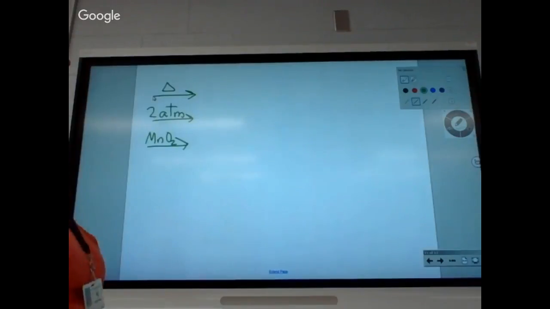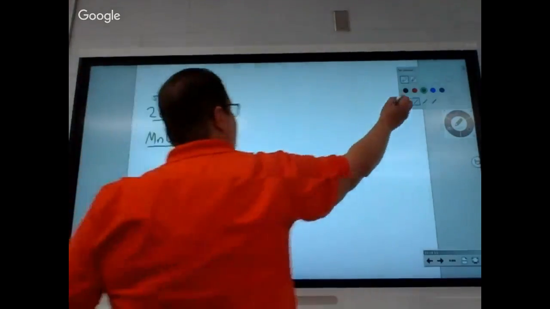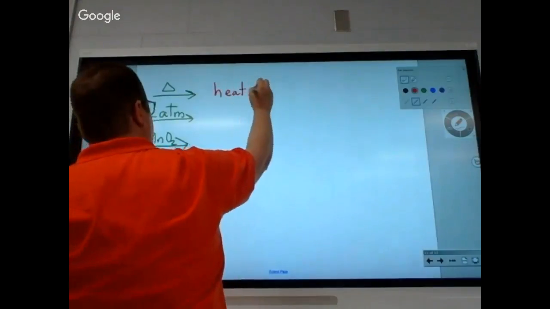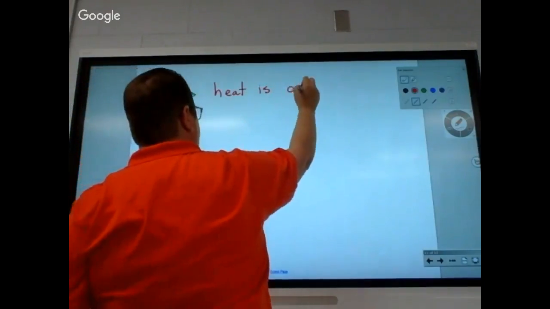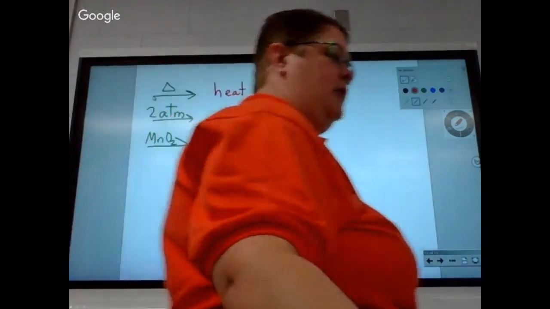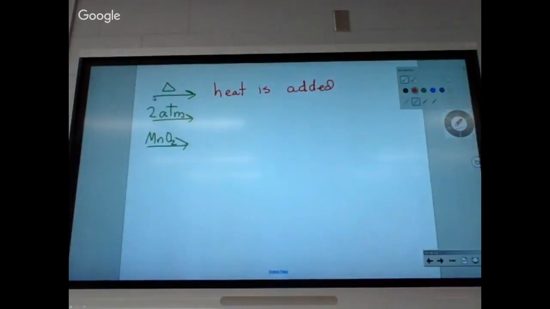What's the triangle on top of the arrow mean? Any idea? Caution. It usually means that, but this means heat is added. The reaction has to have heat added to it. We'll talk about the 2-ATM and the MnO2 and what those two are on Monday. We will talk about how to balance Monday.